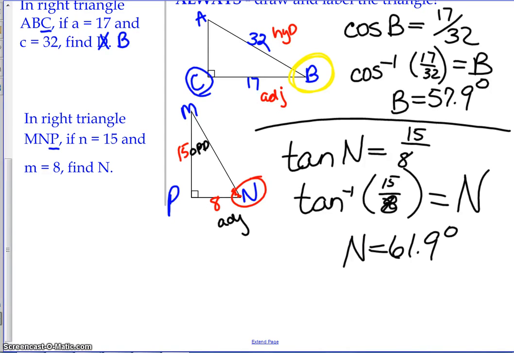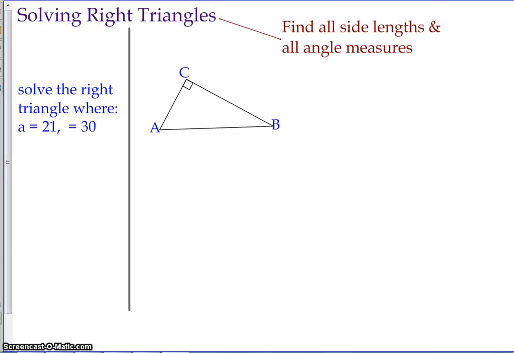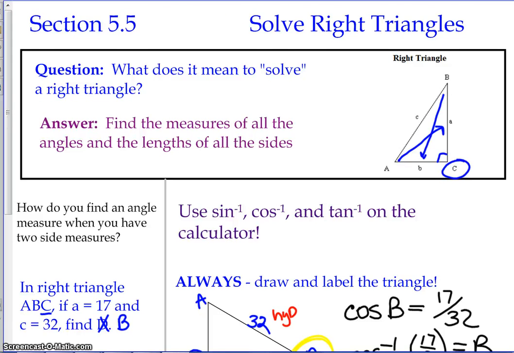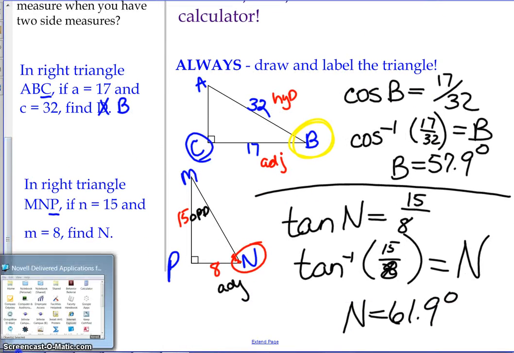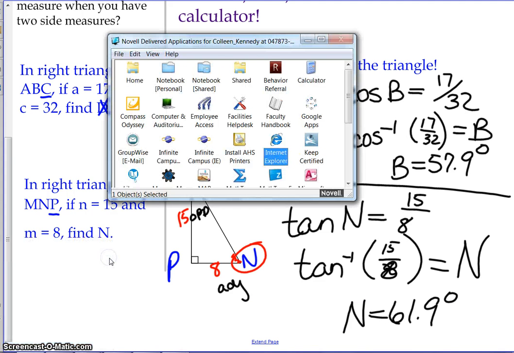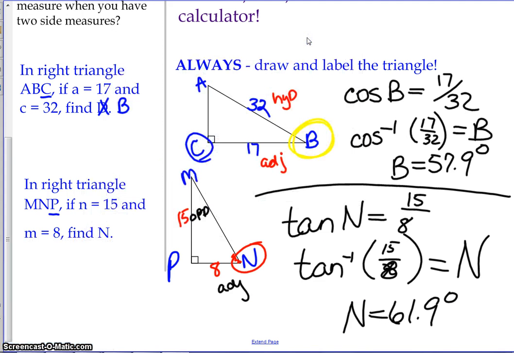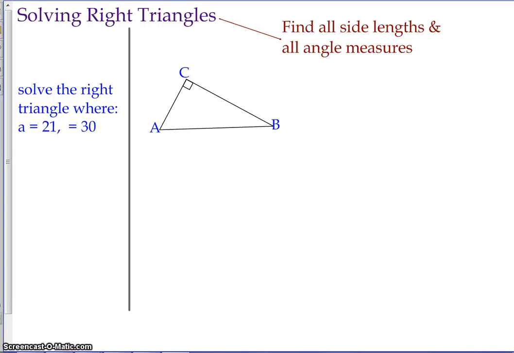Okay? So that's really what we're going to be doing over and over again. We're going to be solving right triangles, finding all the side lengths and all the angles. So here in this problem, we were told to find N, find B here. Excuse me, sorry about that. And now we need to solve it. If you remember from the intro, solving is finding all the angles and all the sides.